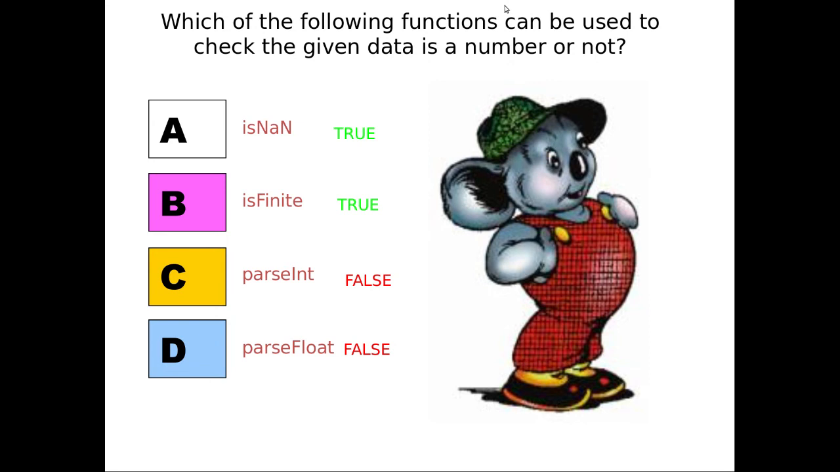Which of the following functions can be used to check if the given data is a number or not? isNaN? Yes. isFinite? Yes. isFinite will tell you if it is a finite number or not. isNaN, I explained that clearly. Is not a number will tell you if it is a number or not. parseInt? No. parseFloat? No.